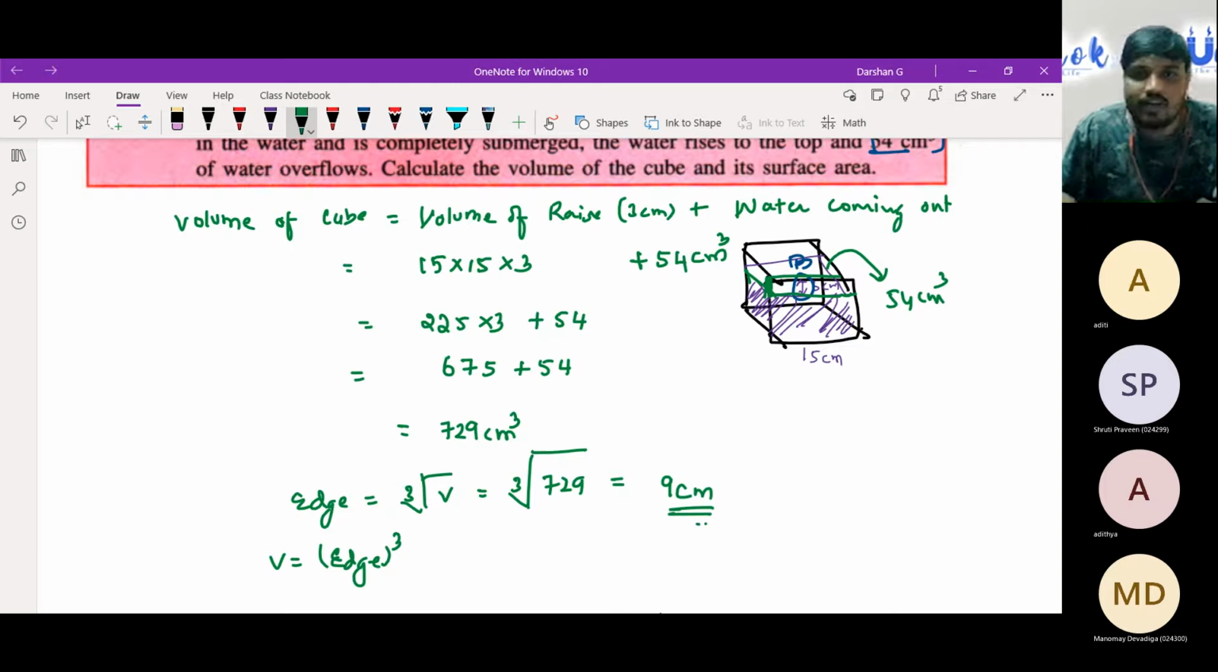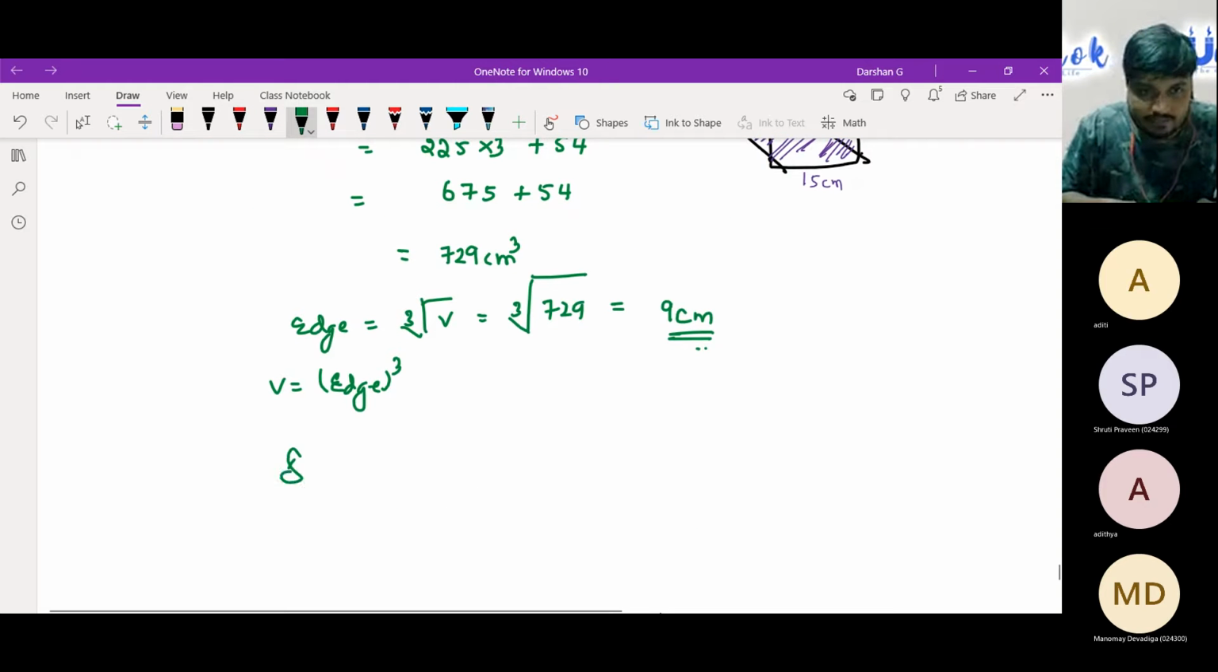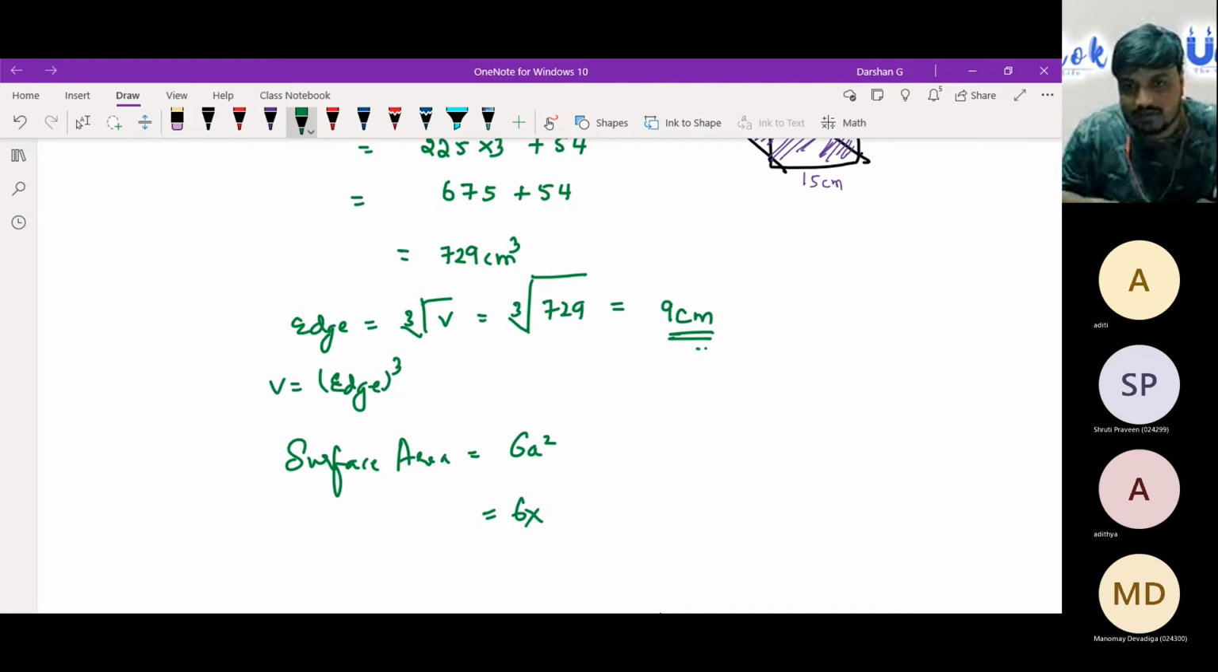Now we have to find the surface area. Let's find the surface area. What is the surface area? Surface area is 6a square. Find the cube's surface area, by the way. 6 times 9 square. The answer would be equal to 486 centimeter square. Very, very important.